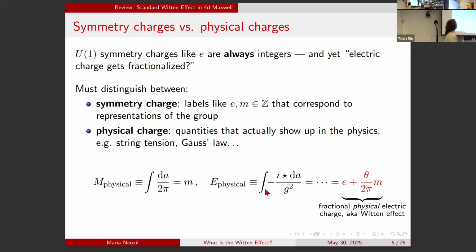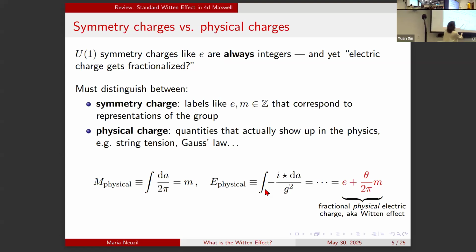Okay, so first a little bit of semantics: U(1) symmetry charges are of course always integers by definition, because they're just representations of U(1), and yet we have this phrase that electric charge gets fractionalized. So in order to be precise about this, we just have to distinguish between what you could call a symmetry charge, and that's really these honest-to-God integer labels that label the representations of groups, and then something that you could call a physical charge. And these are the quantities that actually show up in the physics. So it could show up in the string tension or in Gauss's law, for example.